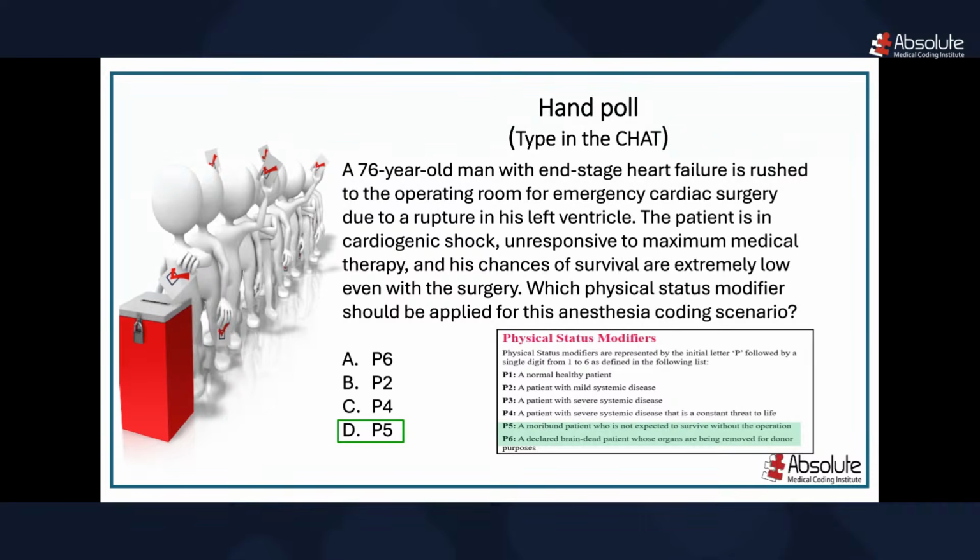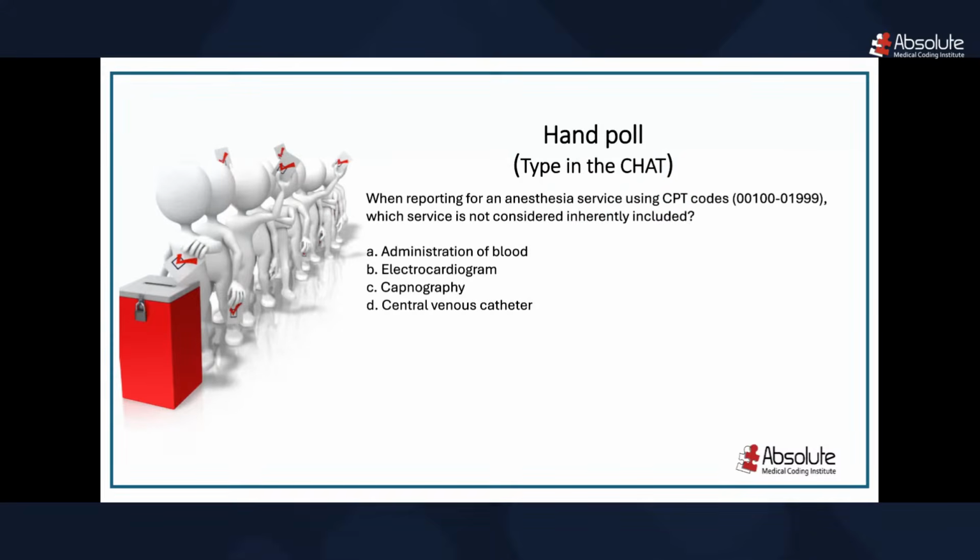Okay, now let's move on to, I think this is the last hand poll scenario. Give your best shot, coders. When reporting for an anesthesia service using CPT code 00100 through 01999, which service is not considered inherently included? Option A, administration of blood. Option B, electrocardiogram. Option C, capnography. Option D, central venous catheter. Which of these services is not considered to be included?